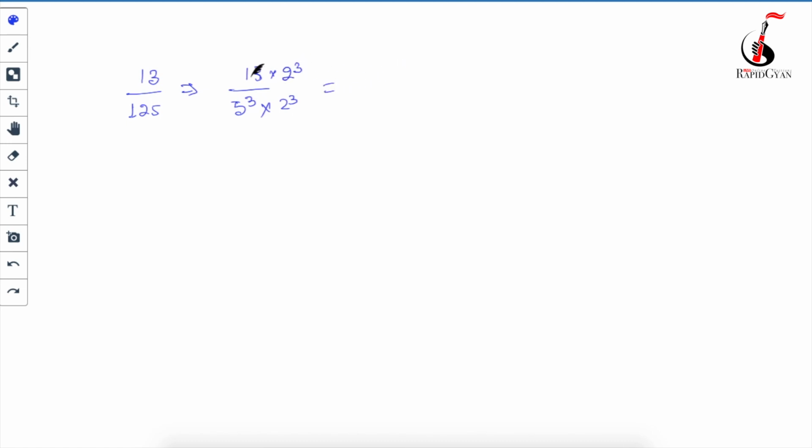So what you will get? 13 times 2 cube means 13 times 8 divided by, what will happen, 5 cube into 2 cube. So this will again become your 10 cube. So 13 times 8 is equal to 104, divided by 1000. So again your answer will be beta 0.104. That's your answer.